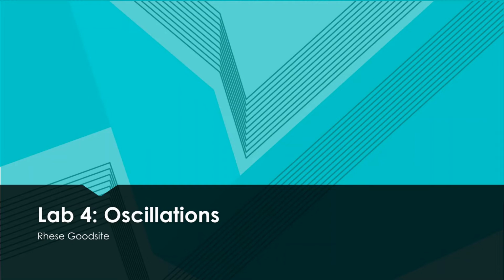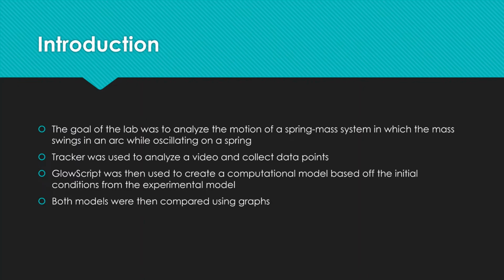This is Lab 4, Oscillations. The goal of this lab was to analyze the motion of a spring mass system in which the mass swings in an arc while oscillating on the spring. Tracker was used in order to analyze the video and collect different data points.